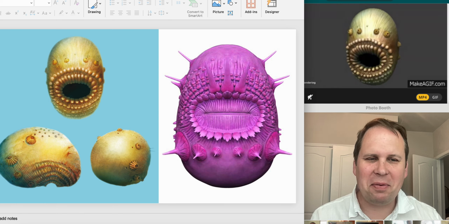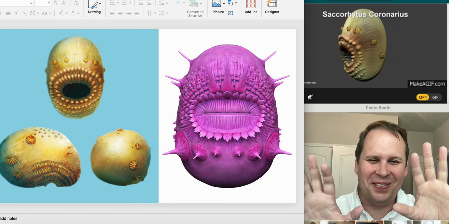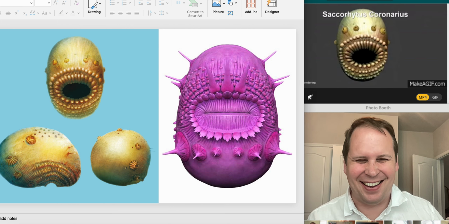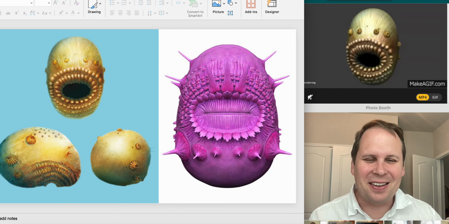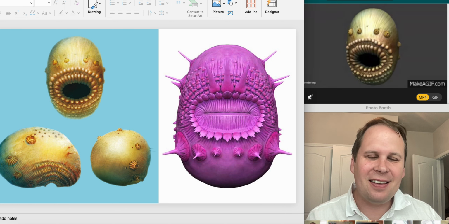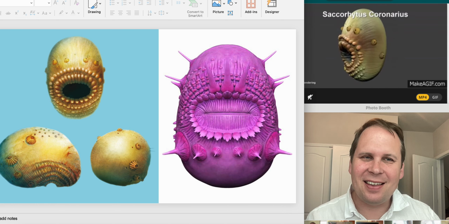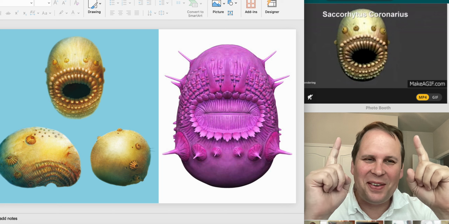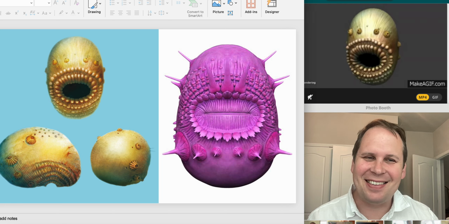What is even happening here? What is all of this? That's what we're going to talk about in this one. This is Saccorhytus. There's a little mascot, and it is a Saccorhytus.